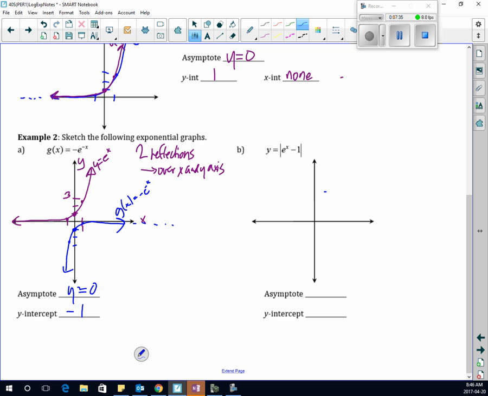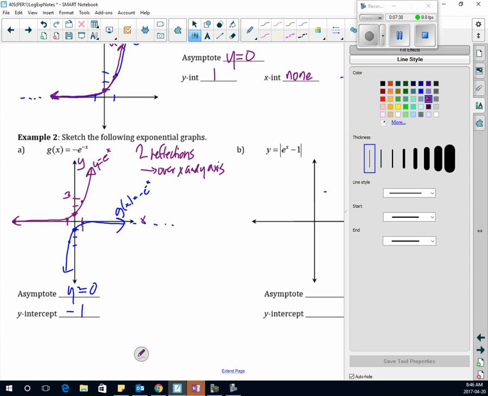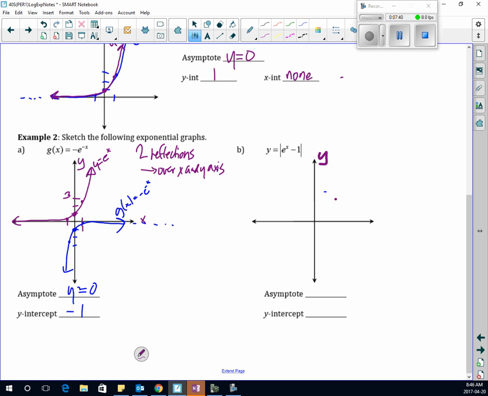Ooh, what about this one? Okay, so let's graph our base graph. 1, 2, 3, 1, 2, 3. So at 1, it's just a little bit below 3. I don't know why there's a dot over there, I'll get rid of that. Okay, so here is my y equals e to the power x.